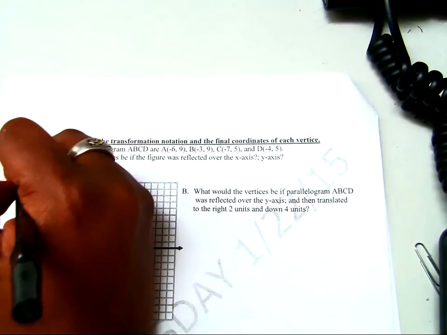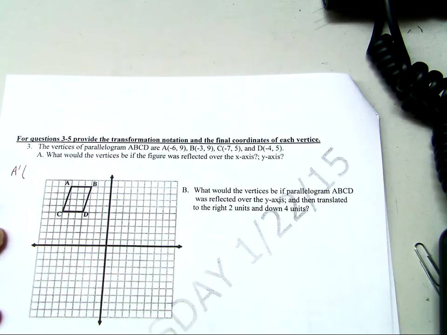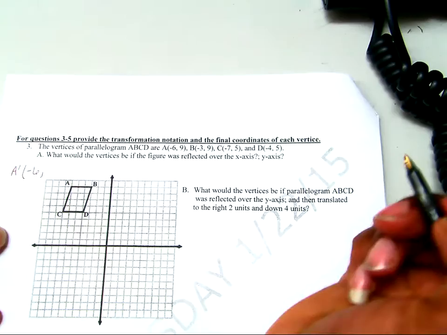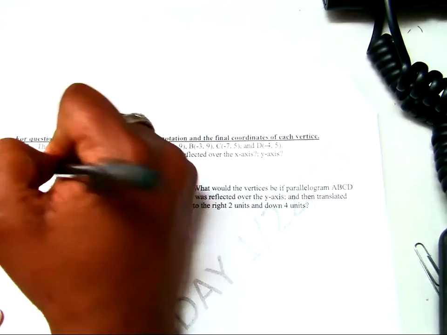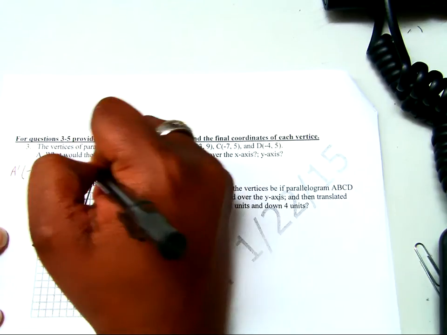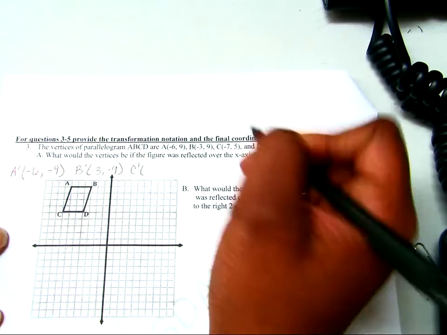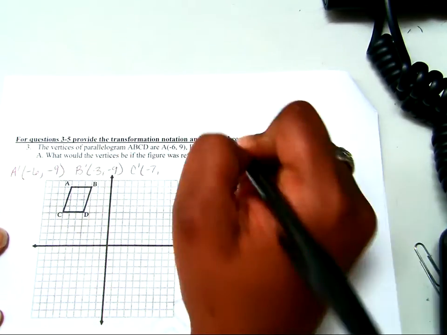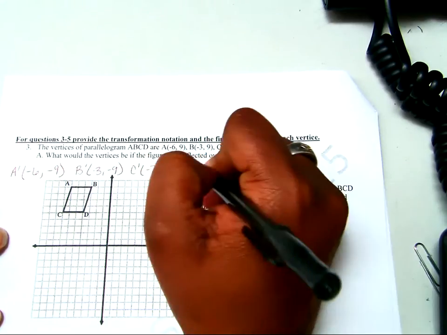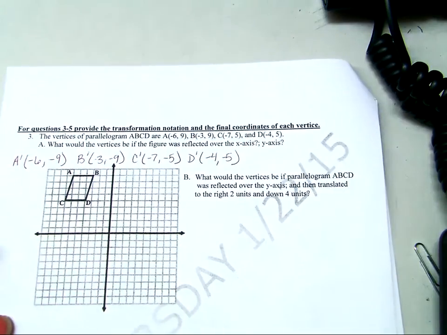A prime, if I'm reflecting over the x-axis, I multiply the y by negative 1. So A prime, my x is going to stay the same, and my y is going to go opposite. B prime, x will stay the same, y will go opposite. C prime, x will stay the same, y will go opposite. D prime, x will stay the same, y will go opposite. And then I would graph this.